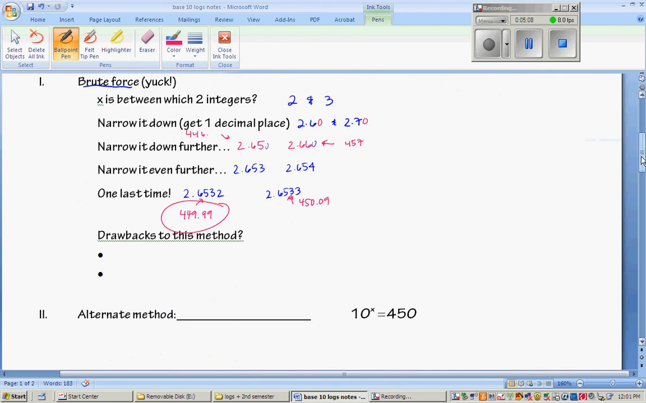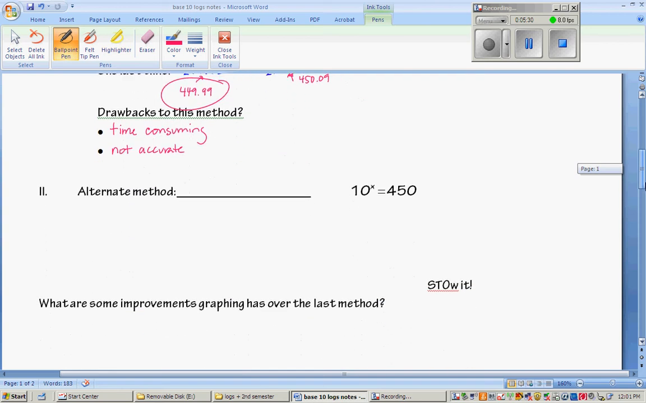What are the drawbacks to this method? Well, as we said, it is way too time consuming, and it's not entirely accurate. We still didn't actually find the answer. This is not equal to 450. So what's another method that we learned?